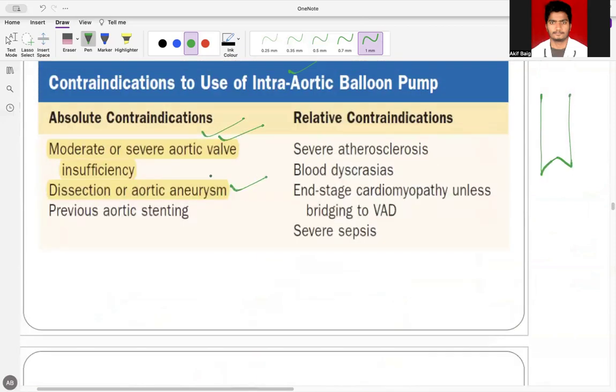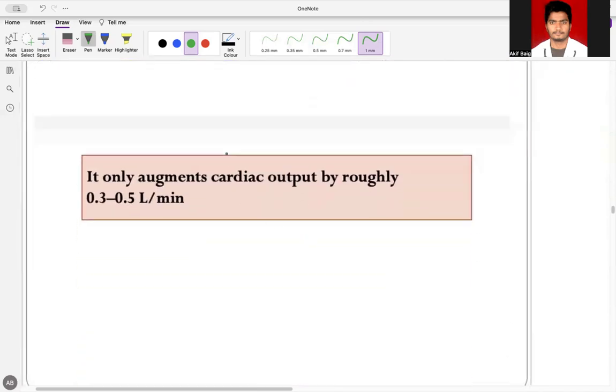Aortic valve insufficiency and previous aortic stenting are all absolute contraindications, whereas a relative contraindication is severe atherosclerosis. Suppose a patient has coagulopathy disorders or severe sepsis, then it should be remembered that only severe sepsis is a contraindication. Sepsis itself is not a contraindication for IABP placement. And cardiac output is usually increased by 0.3 to 0.5 liters, as we have discussed, that is 300 to 500 ml per minute.